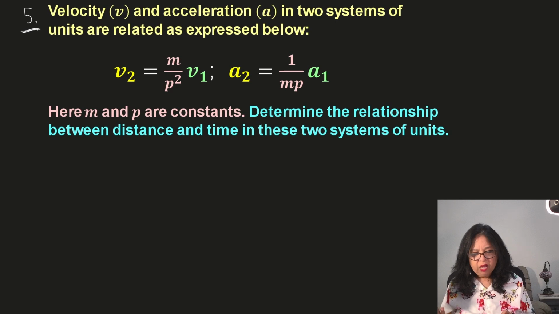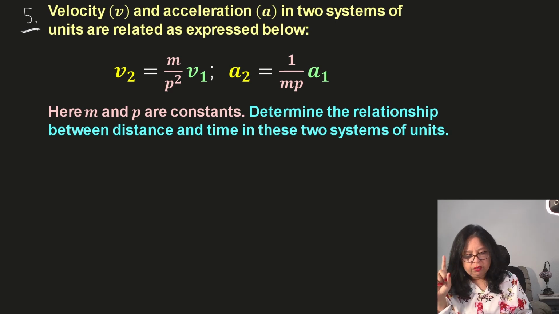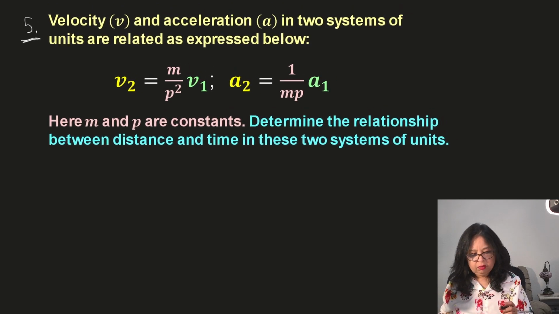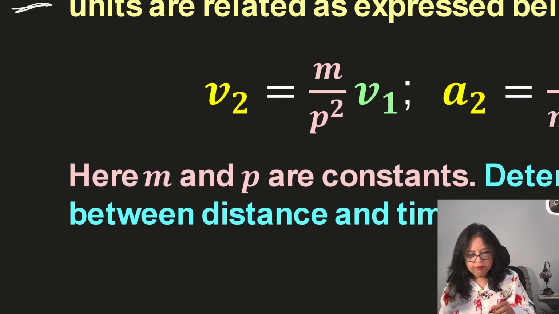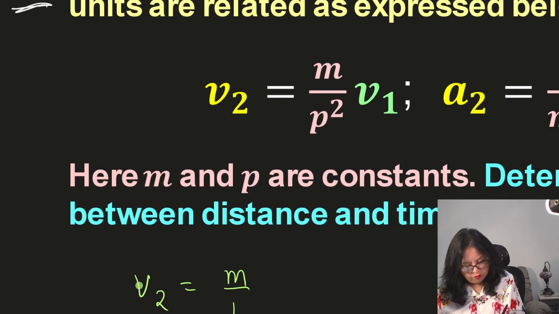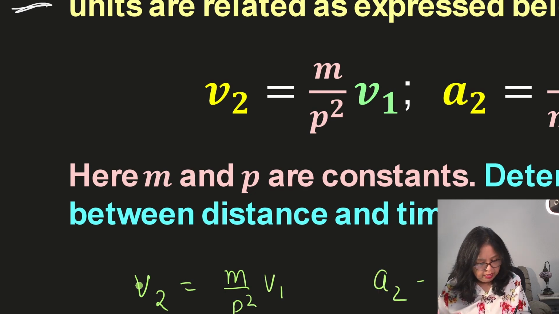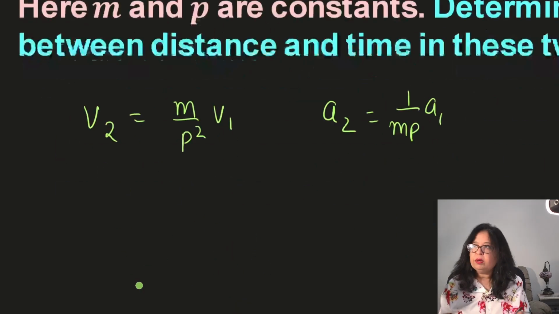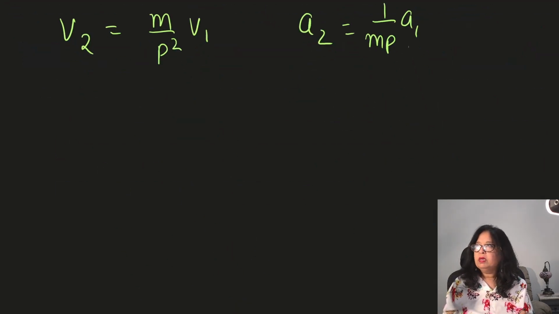Velocity and acceleration in two systems of units are related as expressed below. Okay, let me rewrite this, and I need to make this bigger. V2 equals m over p squared times V1. And A2 is 1 over mp times A1. What are these things?